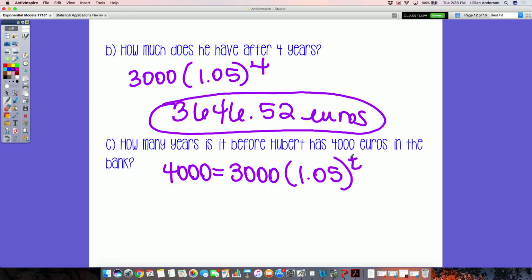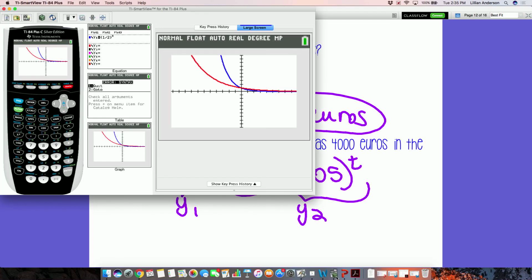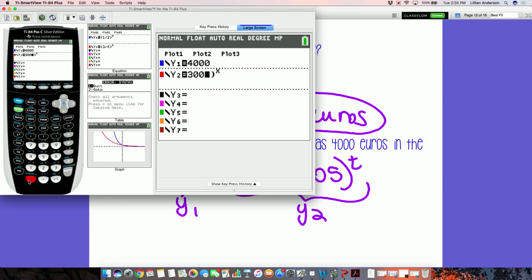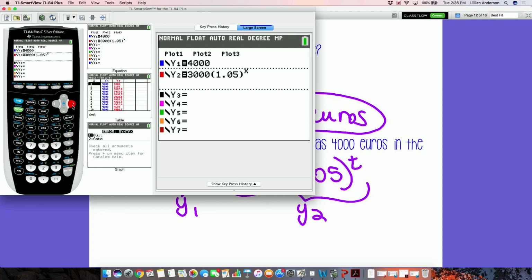So in this type of case, Y1, Y2, see where they intersect. Especially in this type of problem, where it doesn't say how many complete years it took Hubert to get that much in the bank, you want to get that decimal number. So we go into our y equals, type in 4,000, type in the function. And before we click graph, what do you think I'm going to have to do? Change my window.